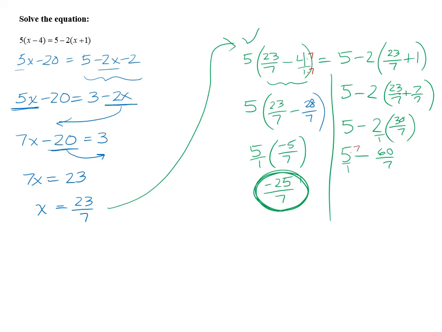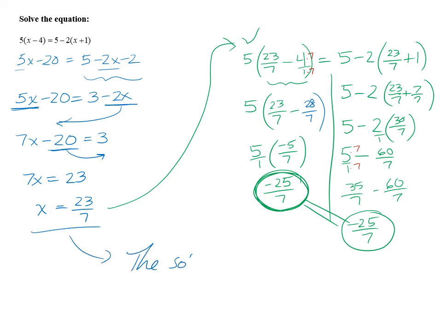subtraction. So I'm going to need a common denominator of 7. So now I have 35 over 7 minus 60 over 7, and then subtract your fractions. 35 minus 60 is negative 25 over a common denominator of 7. That's exactly where we were. So that means that the solution was correct, and our solution set is just simply that single value of 23 over 7.